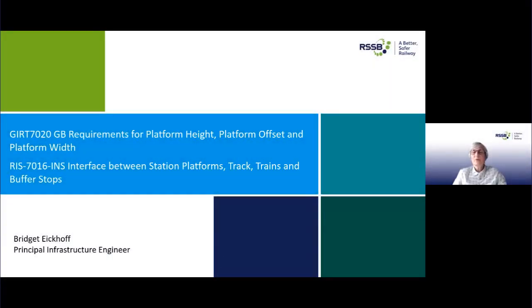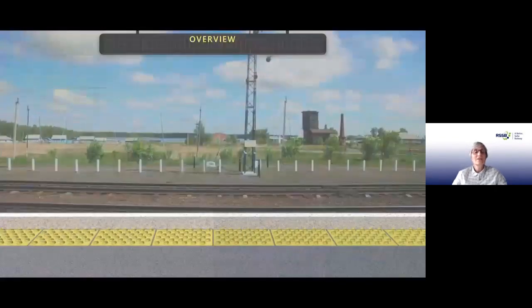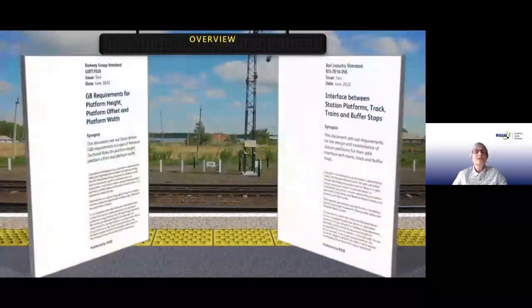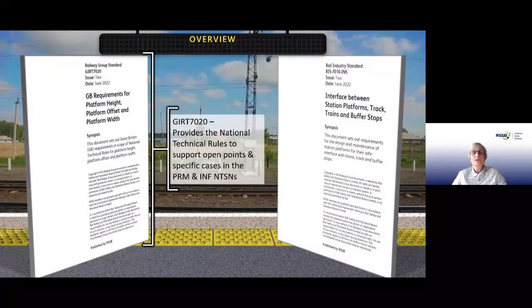I'm going to talk to you about two standards, GIRT 7020 and RIS 7016 INTS. Right, two standards. GIRT 7020 is the national rule that contains the national technical rules to support open points and specific cases in the PRM and the infrastructure NTSNs.